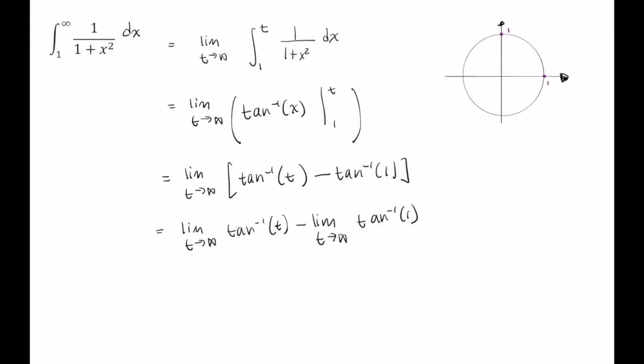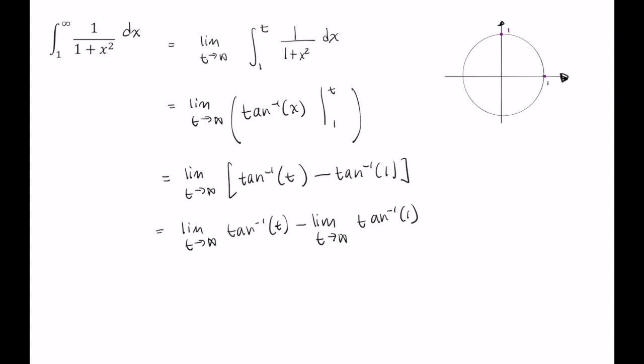So as you can see, I went ahead and sketched the unit circle here. We're going to use the unit circle to find out what tangent inverse of 1 is. This is just a constant, and this limit of a constant will give us a constant. So that's what I'm trying to figure out here.